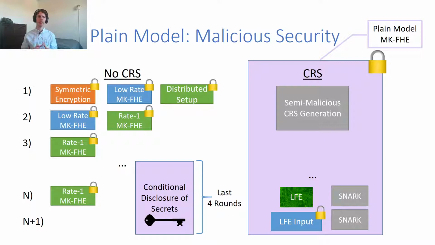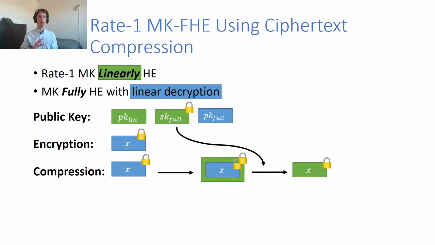Now that we've discussed our round reduction tricks, let's move to our other result, which is the construction of a rate 1 multi-key fully homomorphic encryption. For this, we're going to follow a paradigm for rate 1 fully homomorphic encryption, which was introduced by Brzezinski et al., as well as Gentry and Halevi. We're going to apply it to the multi-key setting, though.